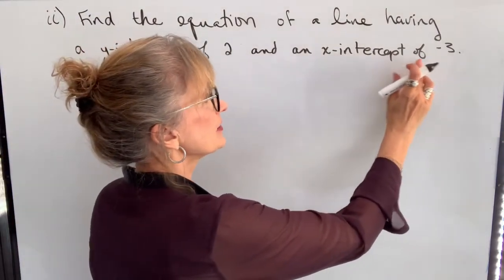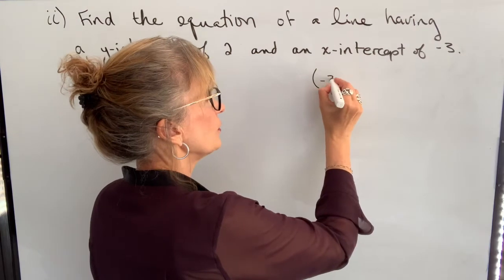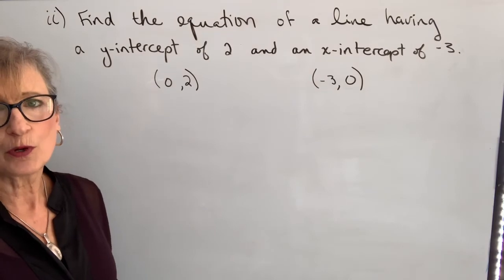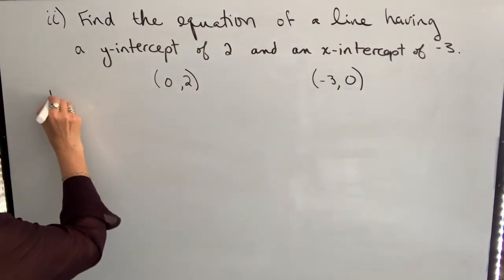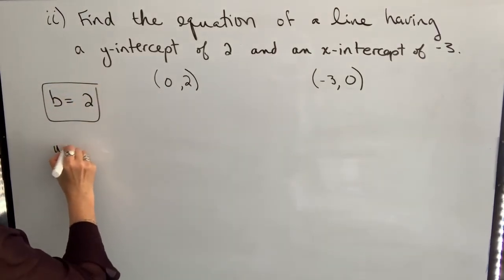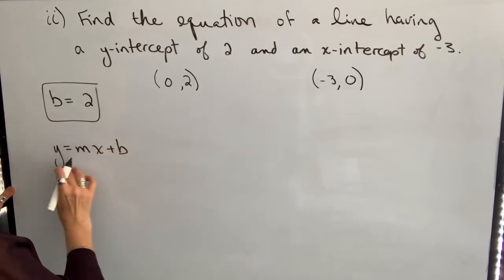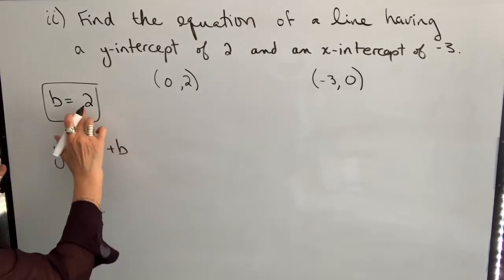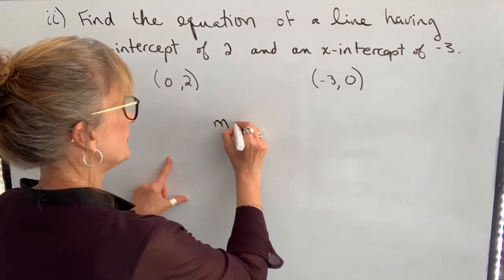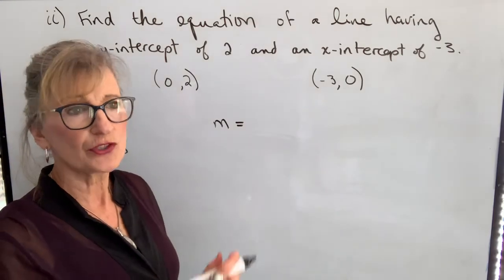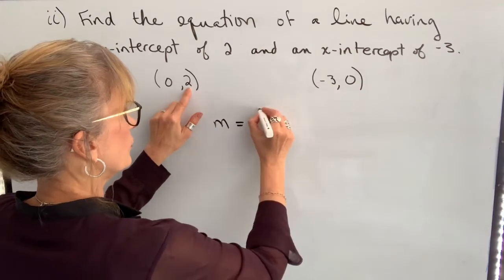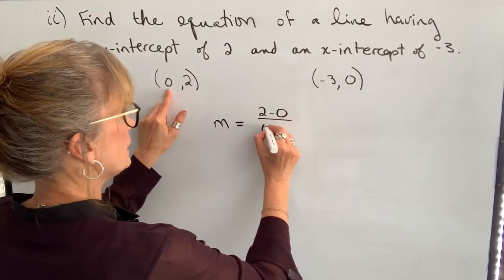Similarly, an x-intercept of -3 means the x value is -3 when y is 0. So really we've got 2 points. We can also make note that our y-intercept is 2, therefore b is 2 in terms of our y equals mx plus b form of a straight line. Because we already have b, really all I need to do is calculate slope. My slope, as I found in the last video, is rise over run, which is the difference in y values divided by the difference in x values. So 2 minus 0 in the numerator over 0 minus a -3.